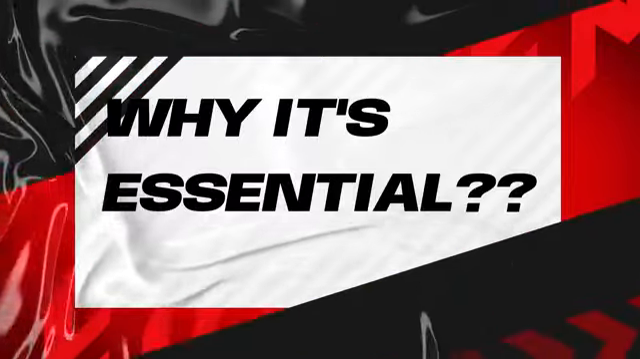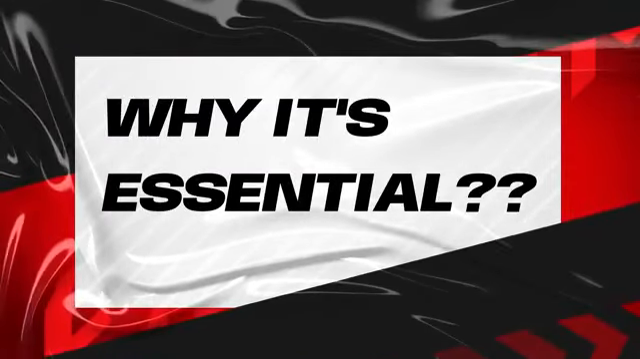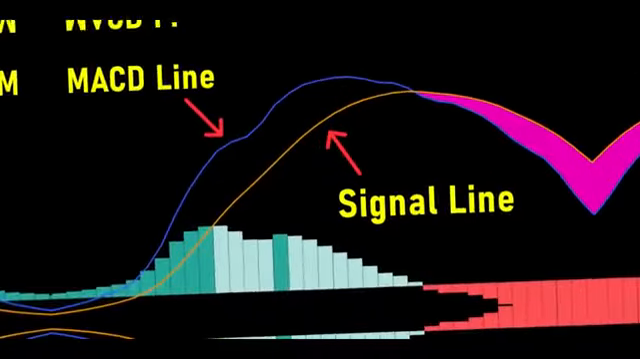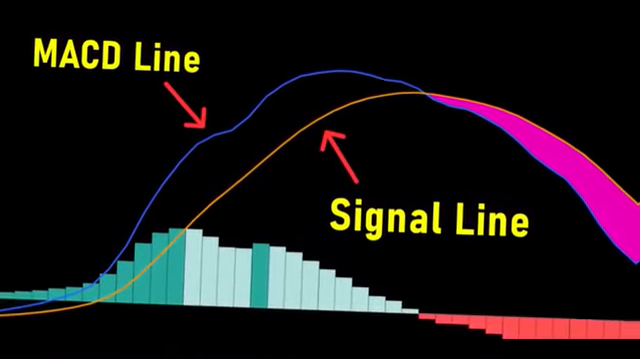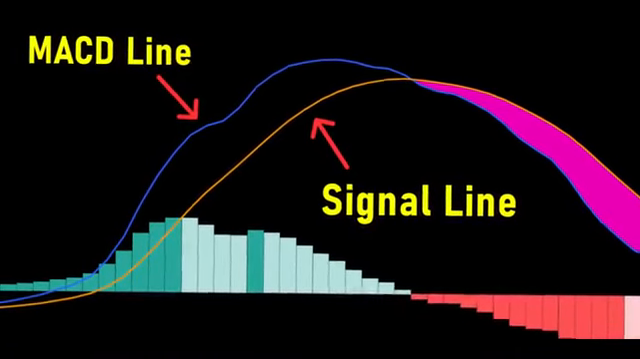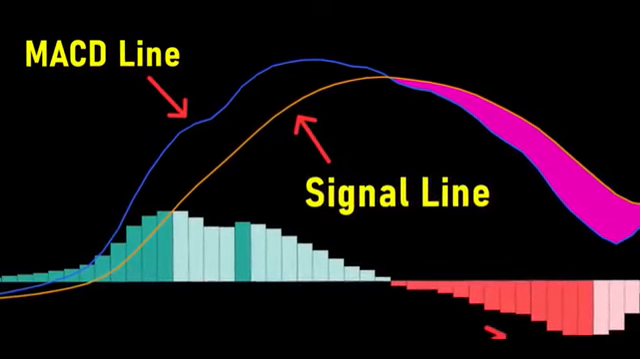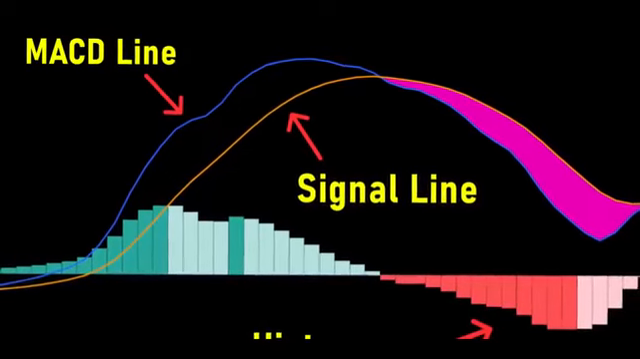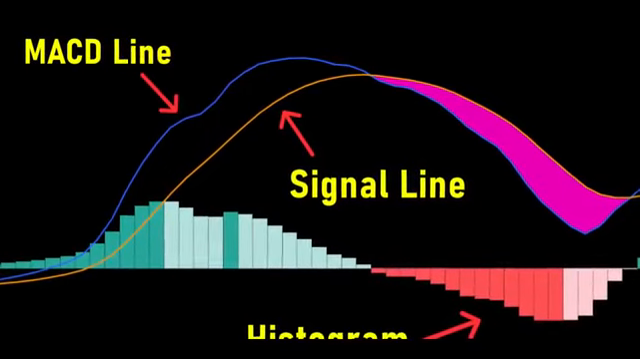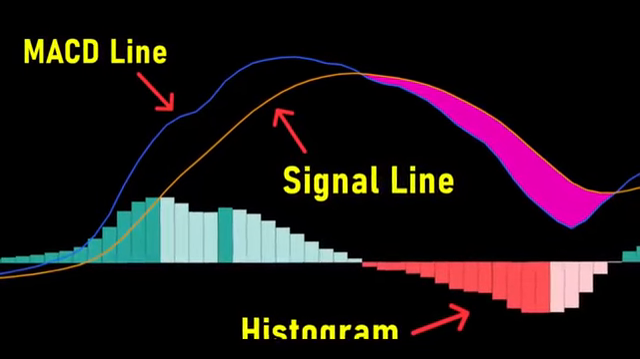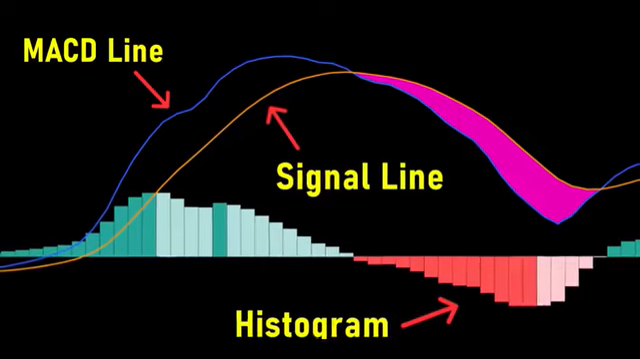Now let's discuss how the MACD works and why it's an essential tool for traders. This indicator consists of two moving averages, a short term and a long term, that work together to help identify trend direction and potential changes in the market momentum. The MACD histogram provides a visual representation of the distance between the MACD line and the signal line, making it easier for traders to spot potential trend changes.